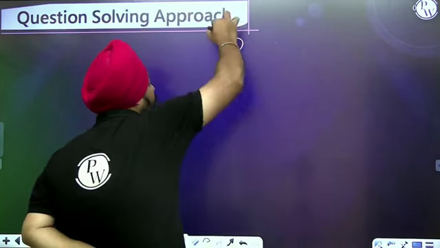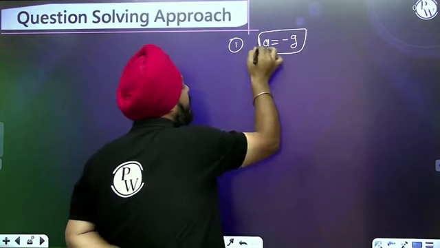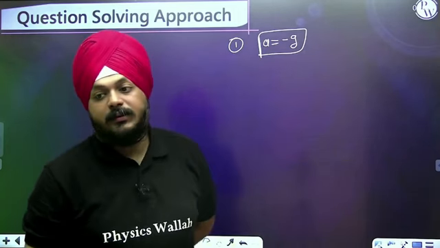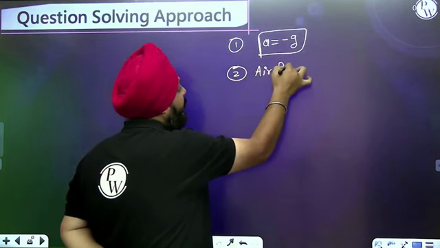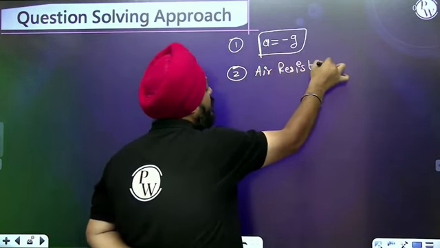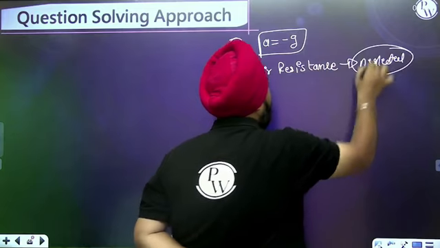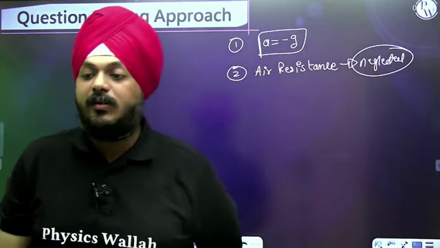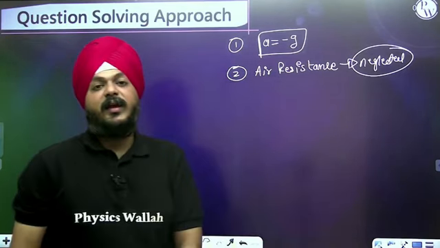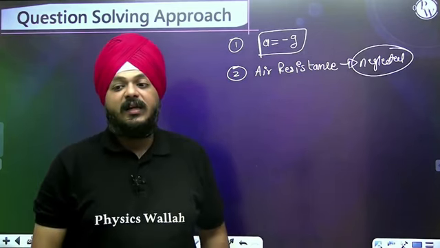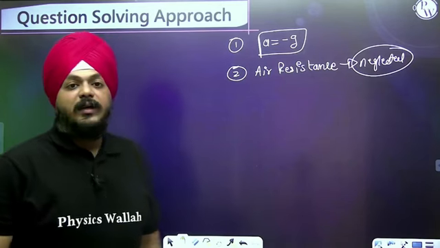First of all, in the case of motion under gravity, I'm going to write some noteworthy points. The acceleration is always negative. Air resistance is completely avoided. There are some cases in which air resistance will be taken into consideration, but right now for the maximum number of cases, let's avoid air resistance. So air resistance is completely neglected. A is equal to negative g.